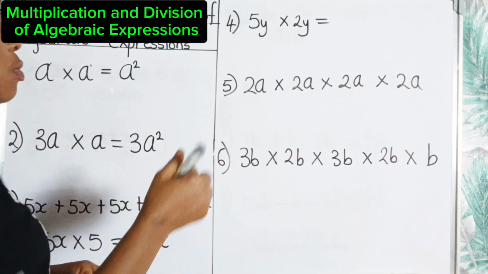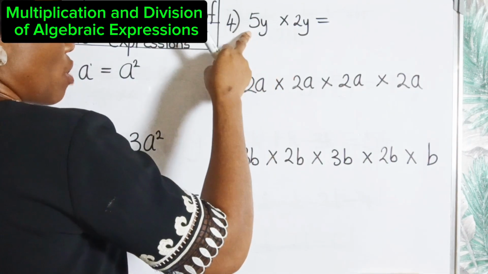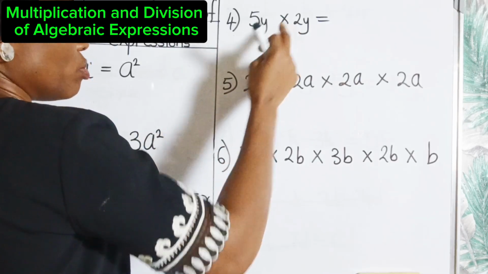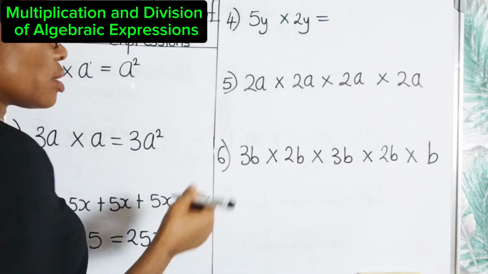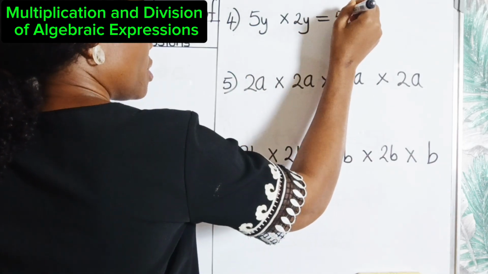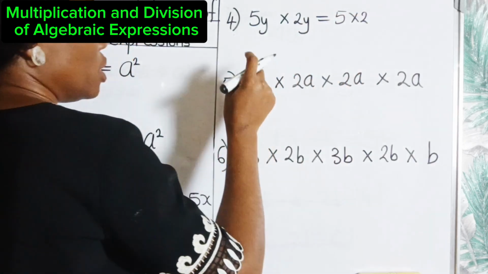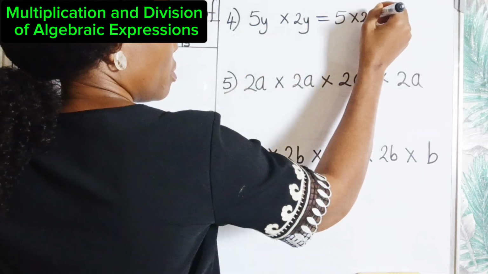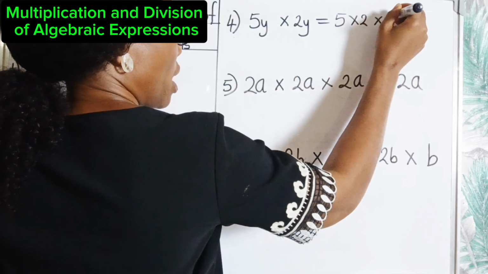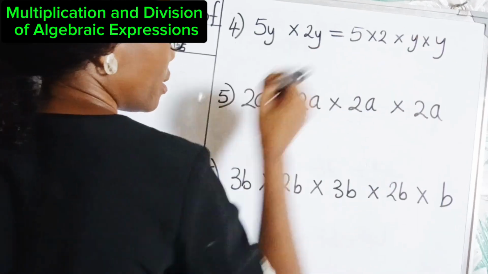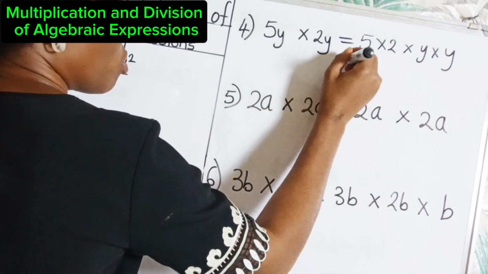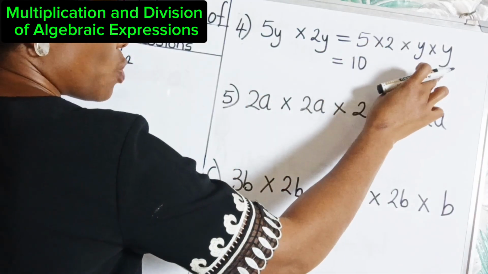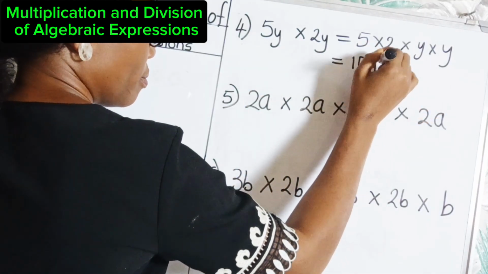First of all, you multiply the coefficient. The coefficient of y here is 5, and the coefficient of y here is 2. So you multiply the coefficient, which is 5 times 2. Then you multiply the variables, y times y. So this is equal to 5 times 2 is 10. Y times y is y squared.